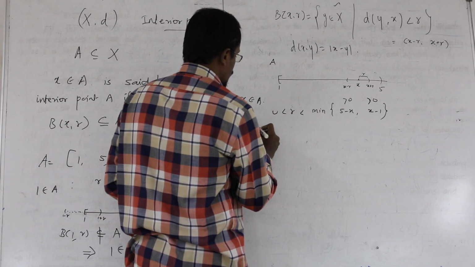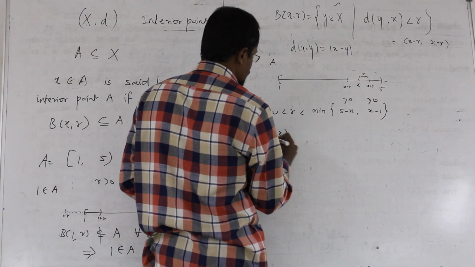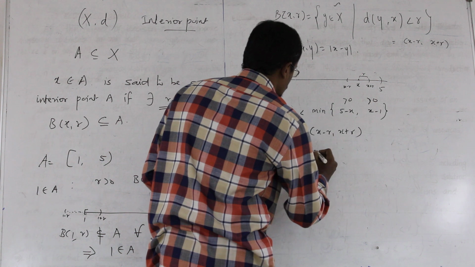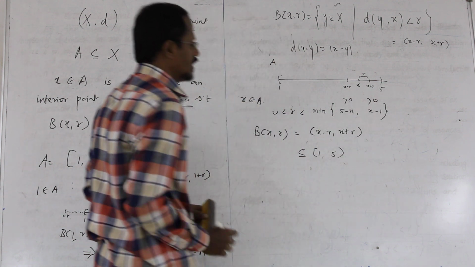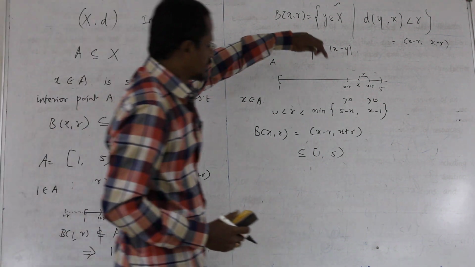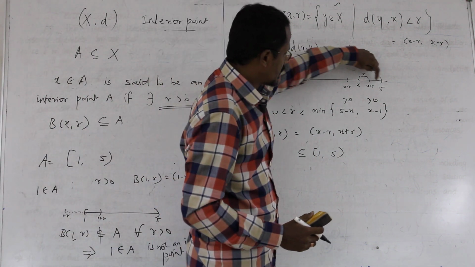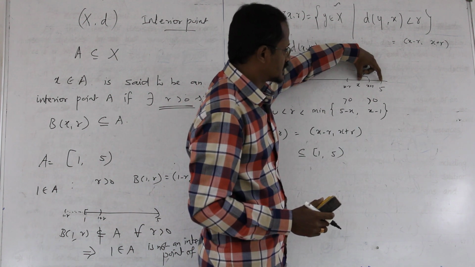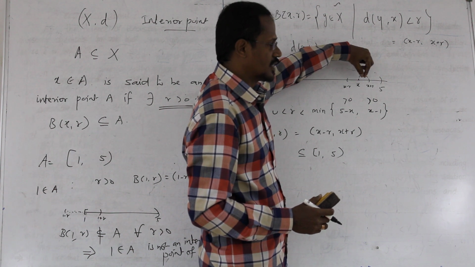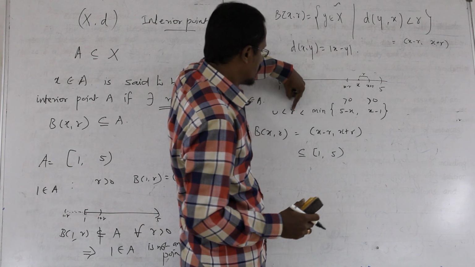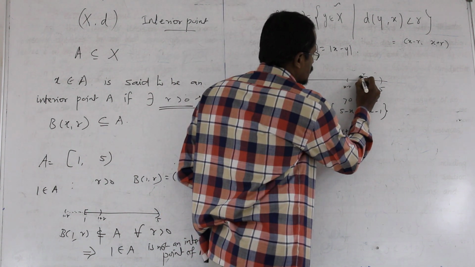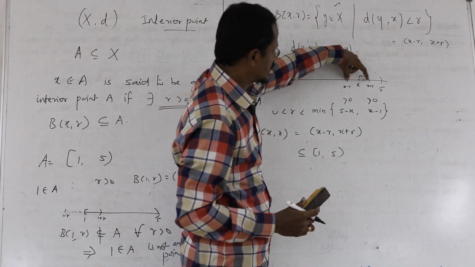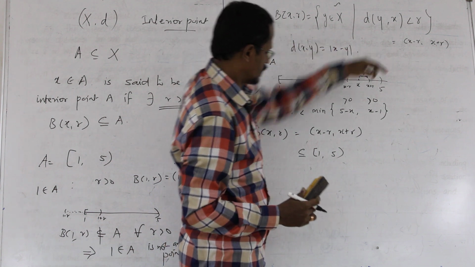Definitely the ball with center x and radius R is the interval x minus R to x plus R, and we want it contained in the interval (1, 5). We are considering the distance x minus 1 and the distance 5 minus x, and choosing the minimum. In this representation, 5 minus x is the minimum. You choose a number less than this 5 minus x distance as R, and then x plus R and x minus R lie within the interval, which is a subset of (1, 5).